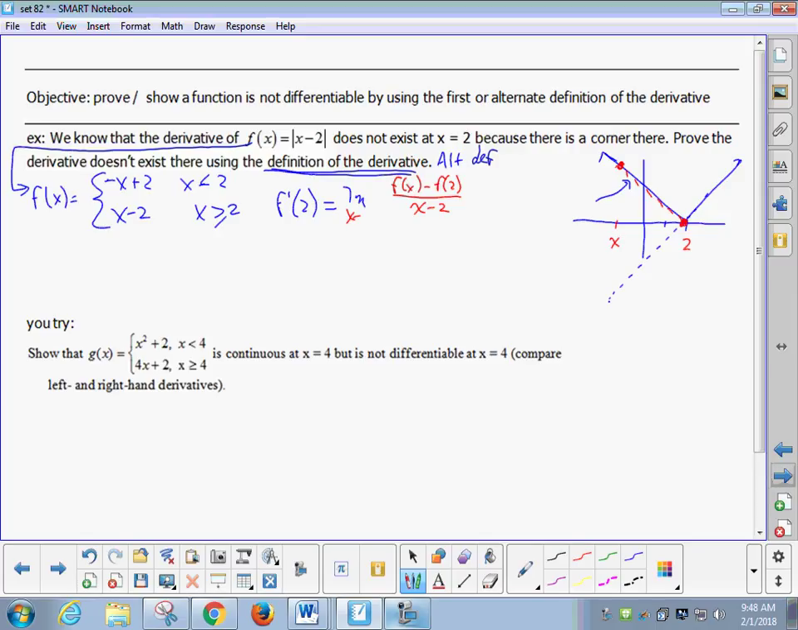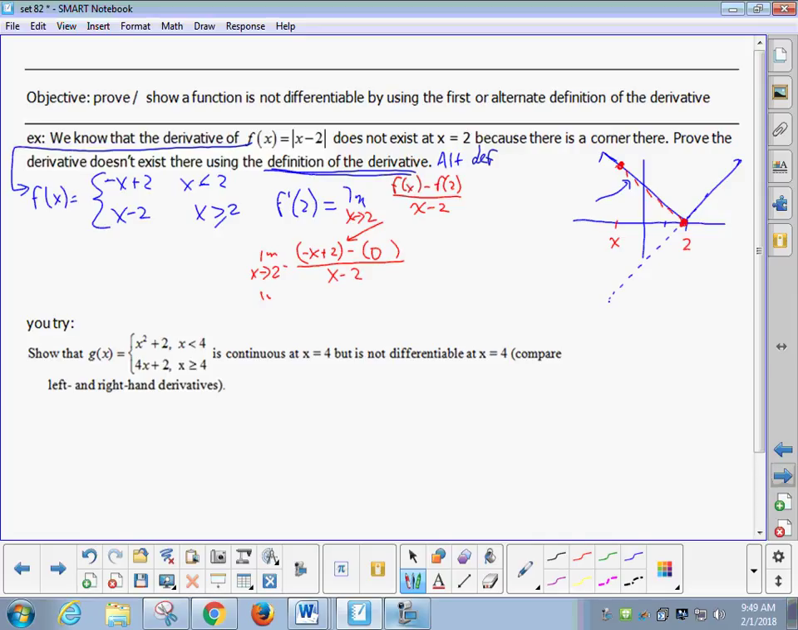Taking x to 2. All right, well that's great, but just like any limit, the left-hand, right-hand limits have to be the same. That's where we're going to get our proof that it doesn't exist. If I take the limit as x goes to 2 from the left, then which of those 2 functions do I use for f of x? The upper one, negative x plus 2 minus f at 2. What is f at 2? 0. Over x minus 2.